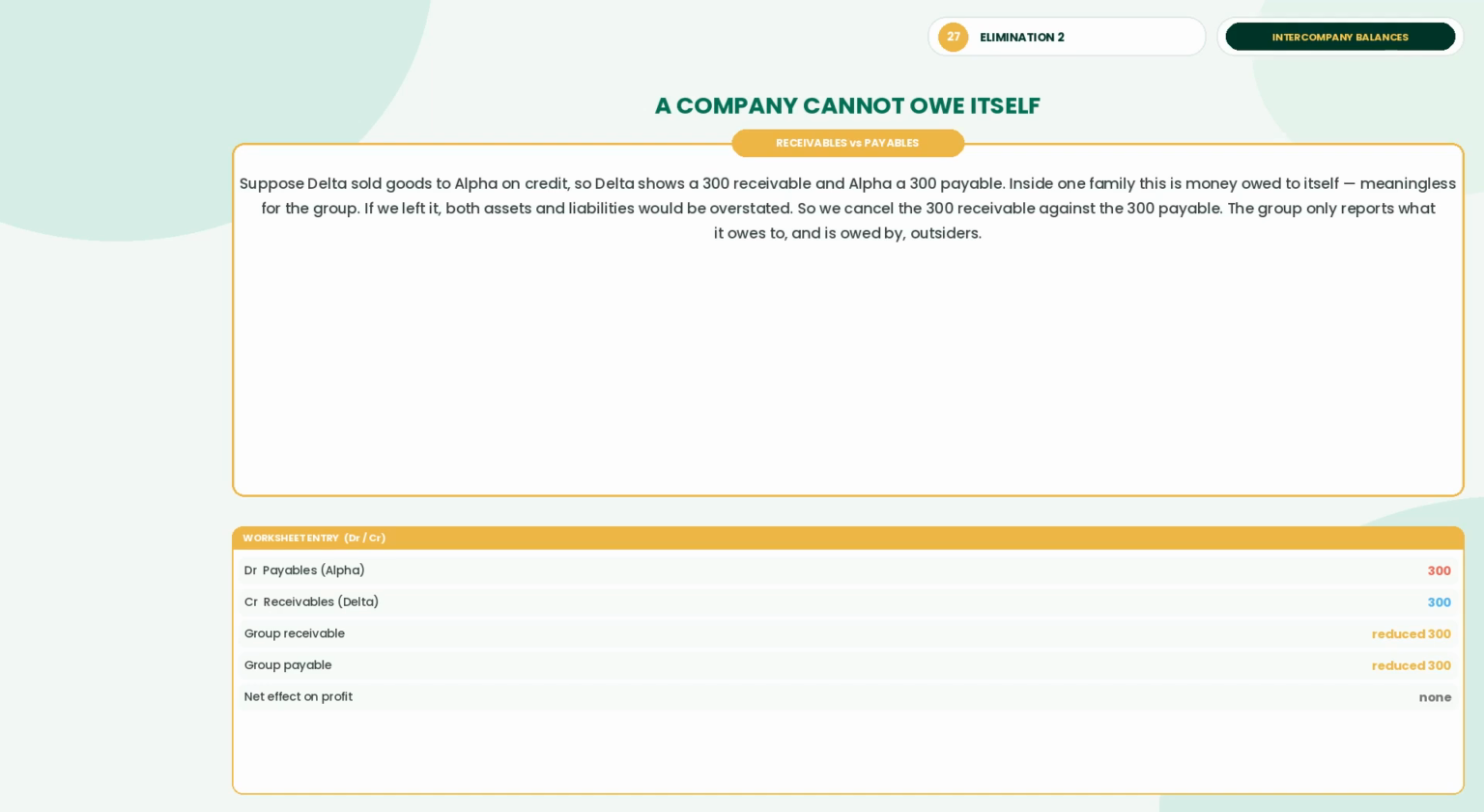Second elimination, intercompany balances. Suppose Delta sells goods to Alpha on credit. Delta records a 300,000 receivable and Alpha records a matching payable.